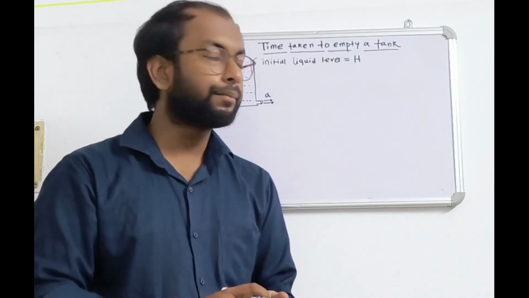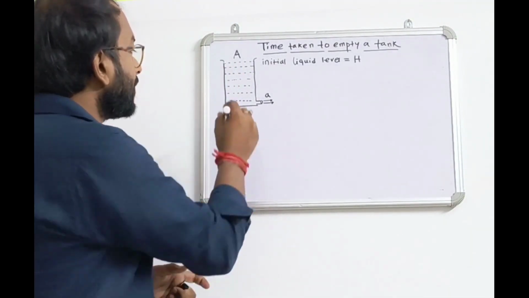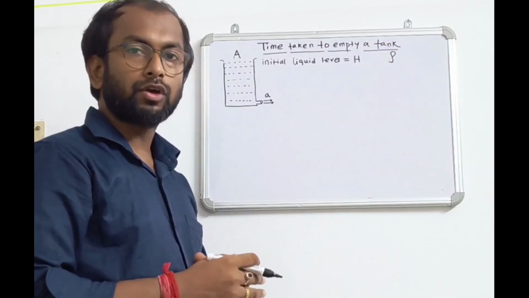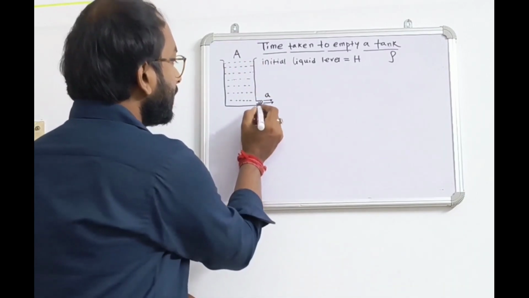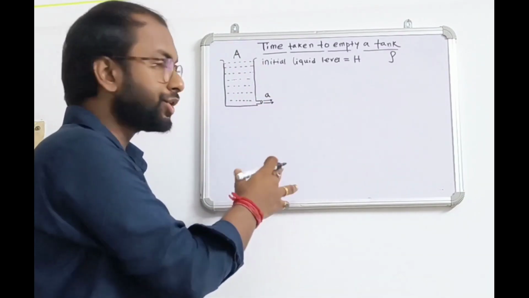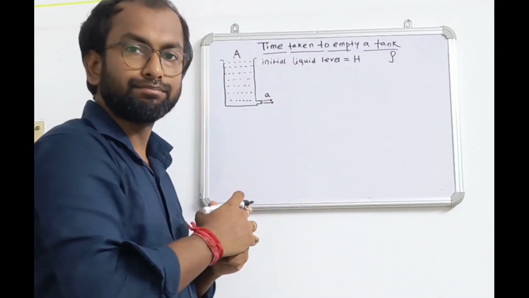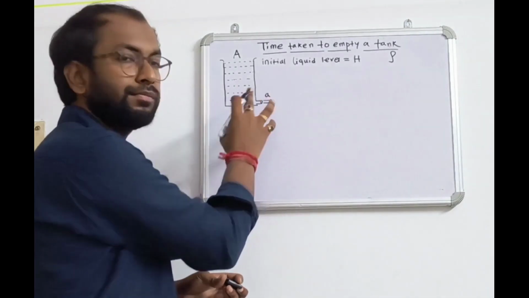Let's start the topic. This is a container filled with liquid of density rho. The area of the cross section of the container is capital A, and there is a hole at the bottom through which liquid is coming out, and due to that the tank is getting emptied. The area of cross section of the hole, or the orifice, is small a.